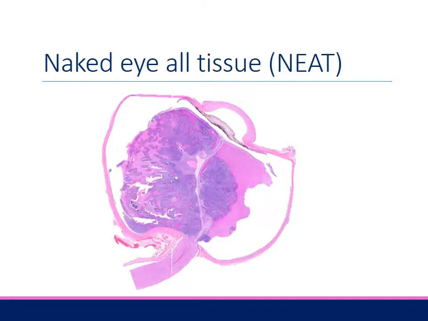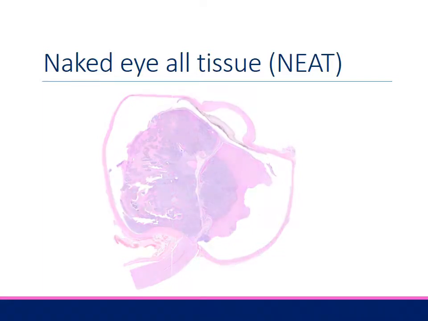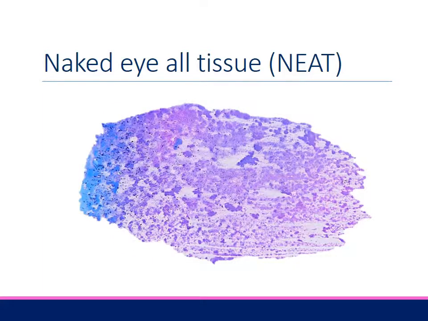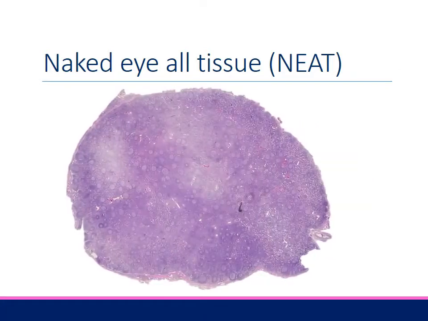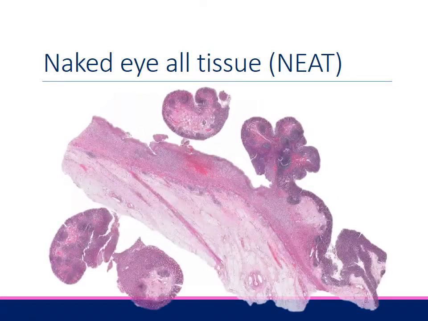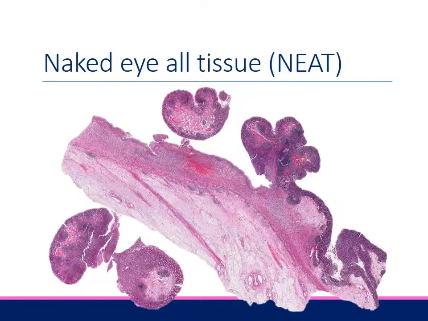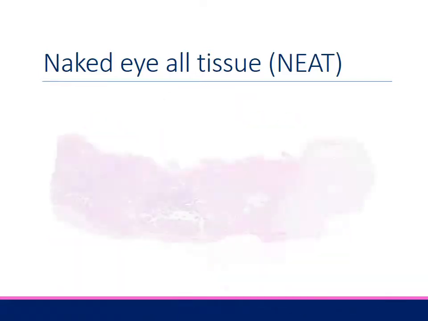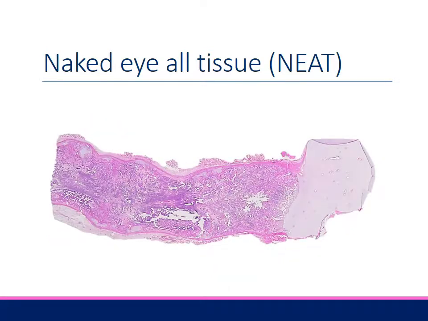The naked eye all-tissue image visually links the macroscopic specimen photo and the microscopic histology. We all know the naked eye image contains information about cell density, architecture, margins, and orientation. The missing link is how to capture this naked eye image.